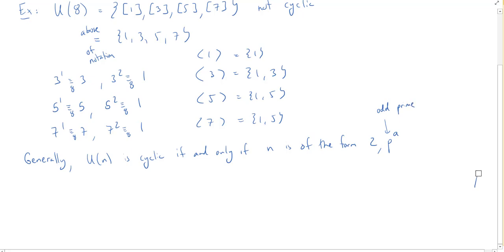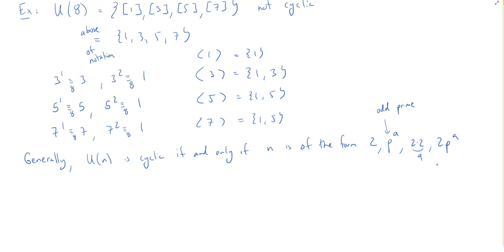Or you could double one of these. So it could be 4, which is 2 times 2, or something of the form 2 times p to the a. And that's it. If it's not of this form, then U(n) is not cyclic. And if it is of this form, then U(n) is cyclic. Okay, so at the higher levels, you probably just want to use this result.